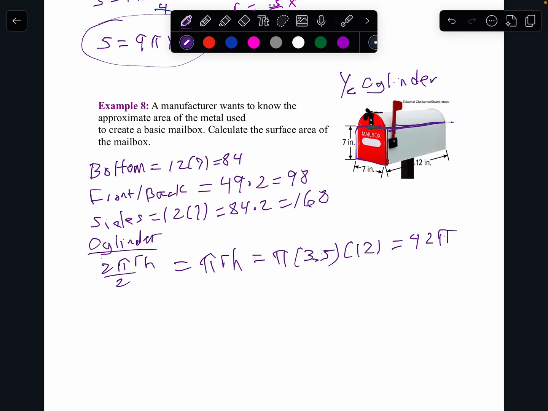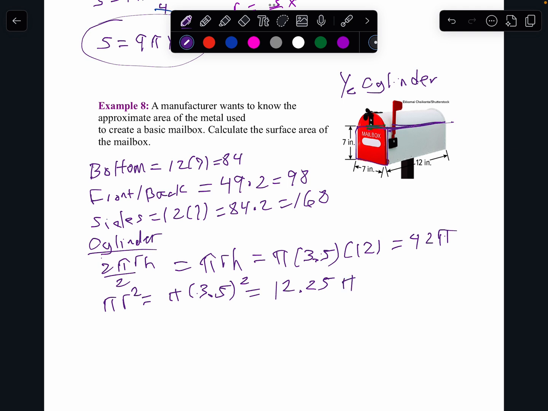And then I've got a half a circle on each end, so that will be one full circle then, won't it? So pi r squared. So pi times 3.5 squared. So 3.5 squared is going to be 12.25 pi.